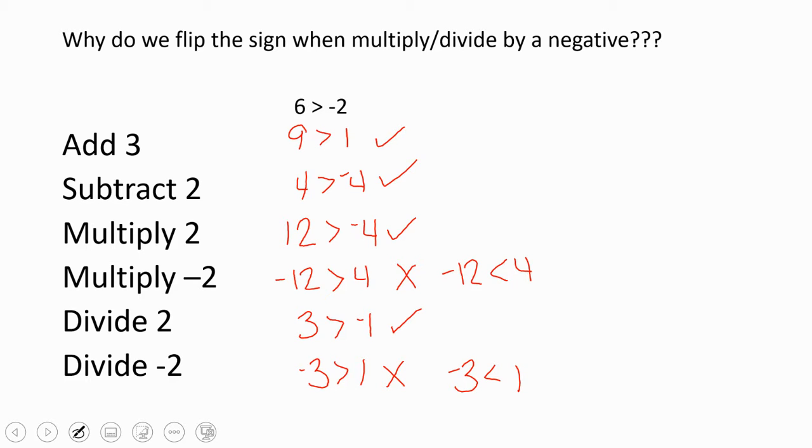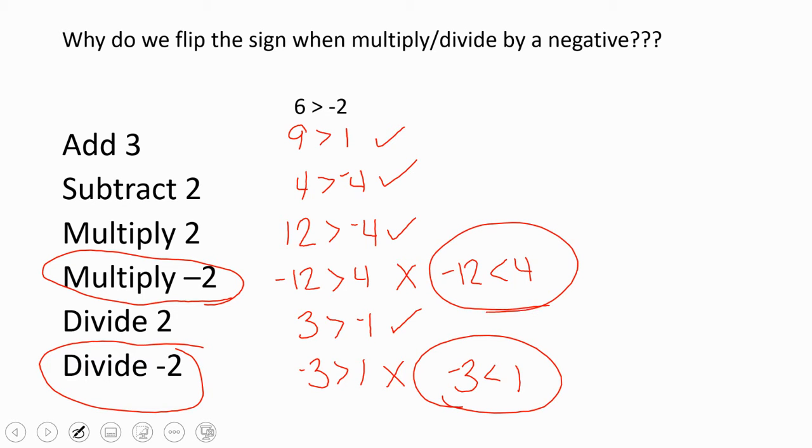Okay, so when you multiply or divide by a negative, you have to flip the sign so the inequality is true. Sometimes whenever I explain it that way, it helps kids remember to do it. Okay, so don't forget, if you multiply or divide by a negative, you have to flip the sign. It doesn't matter that this number was negative. It only mattered what I multiplied or divided by. All right, let's look at some examples.